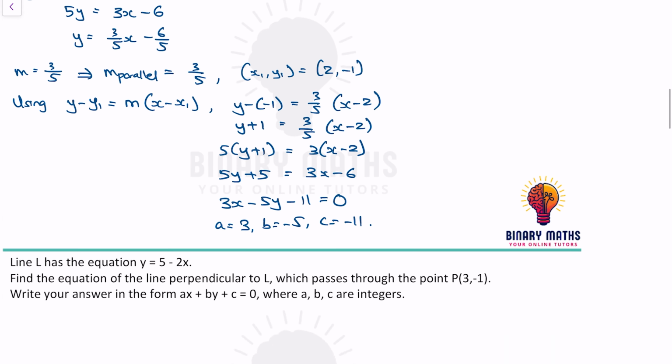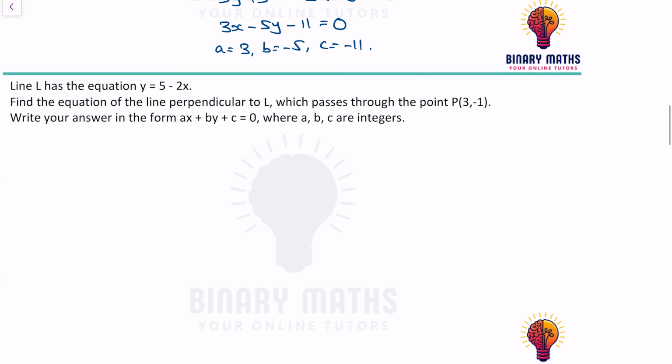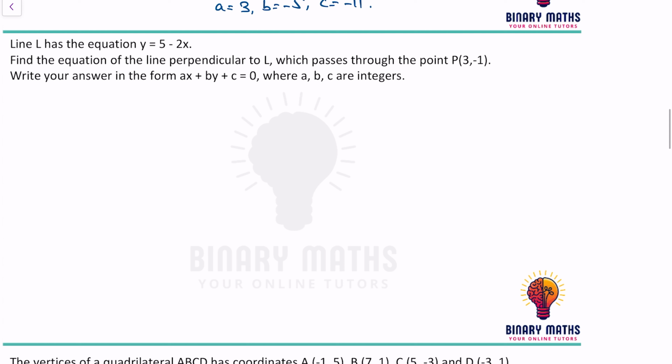Okay, now let's look at another example. The line L has the equation y is equal to 5 minus 2x. Find the equation of the line perpendicular to L, which passes through the point (3, -1). Write it in the form ax + by + c = 0, where a, b, c are integers again. So y is equal to 5 minus 2x, which implies y is equal to -2x + 5.